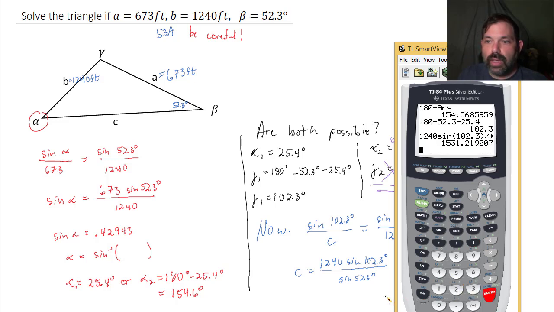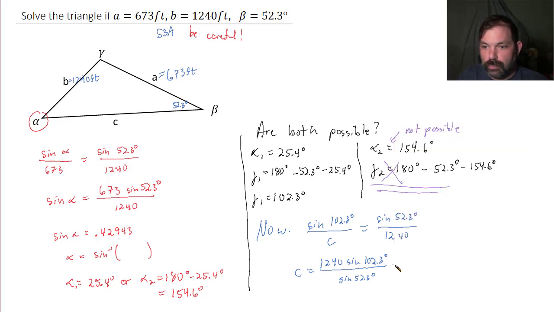And that gives us 1,531.2, 1,531.2. And that would be in terms of feet. So in this case, there's only one triangle possible, and that's with alpha equal to 25.4, gamma equal to 102.3 degrees, and C equal to 1,531.2 feet.